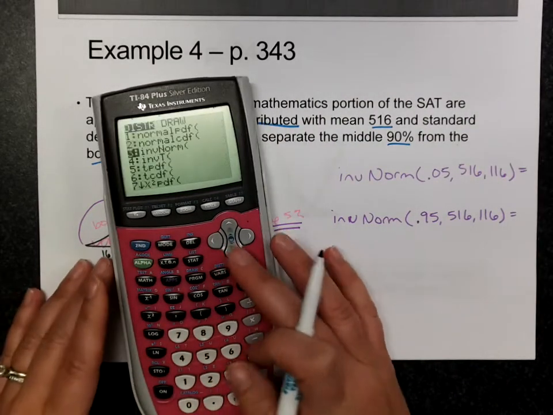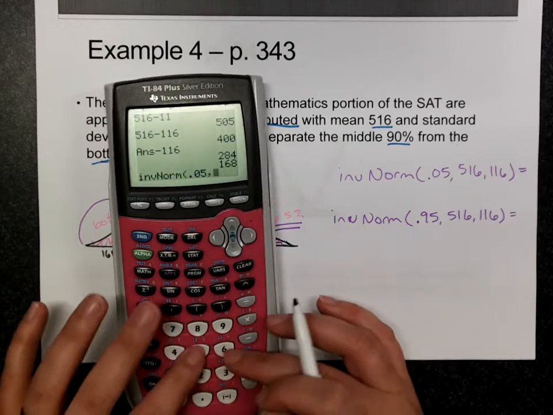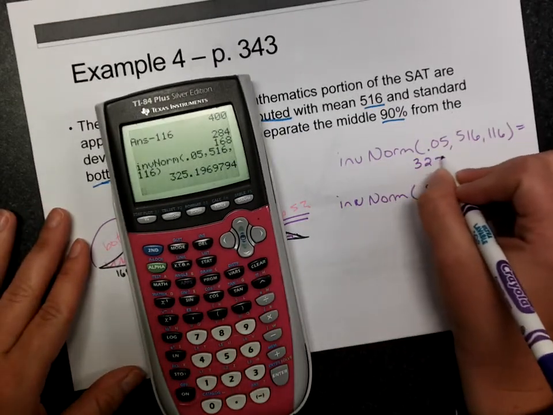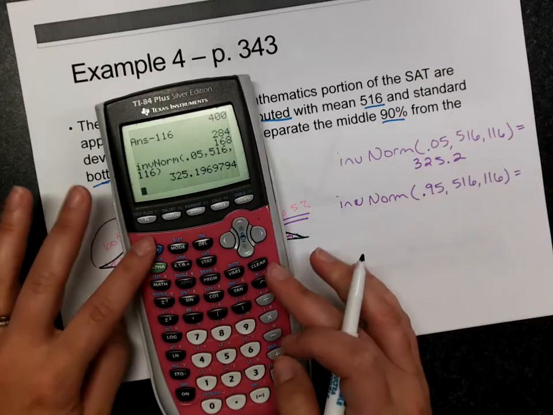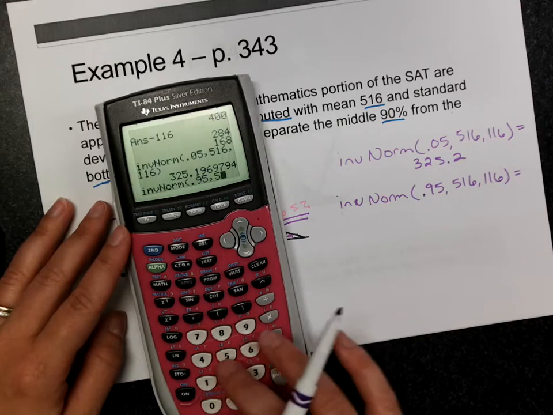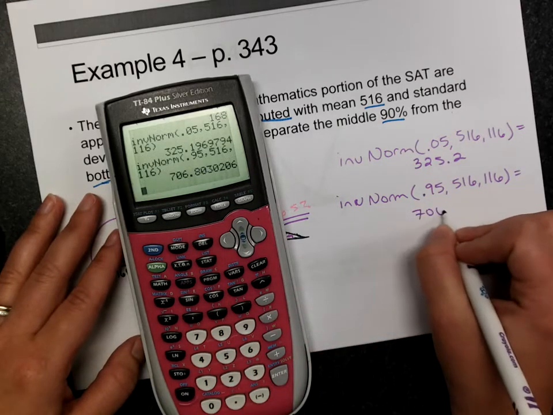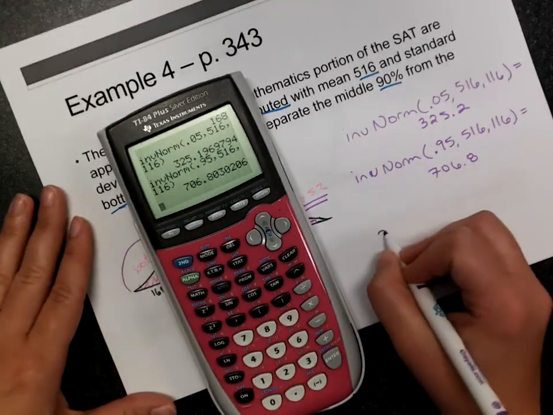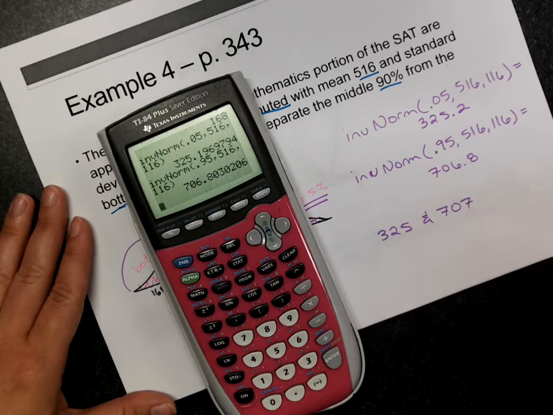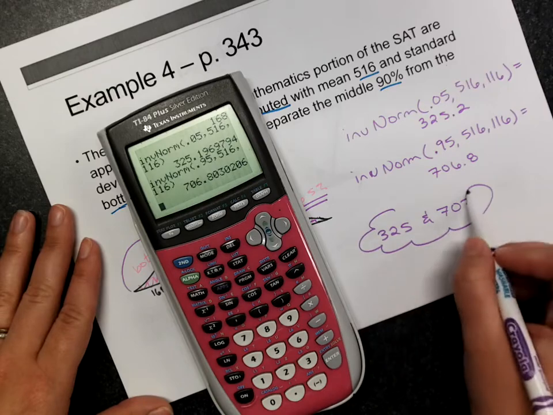So inverse normal 0.05, comma 516, comma 116. That gives us 325.2-ish. And then inverse normal again with 0.95. And that gives us 706.8. So it's about 325 and about 707 if we round all the way off to the nearest integer. And your homework will show you how it wants you to round.